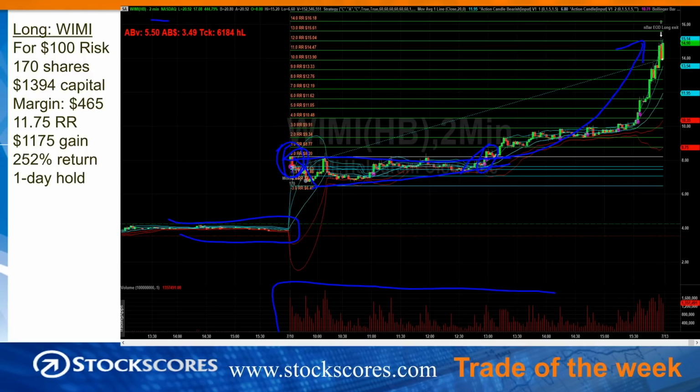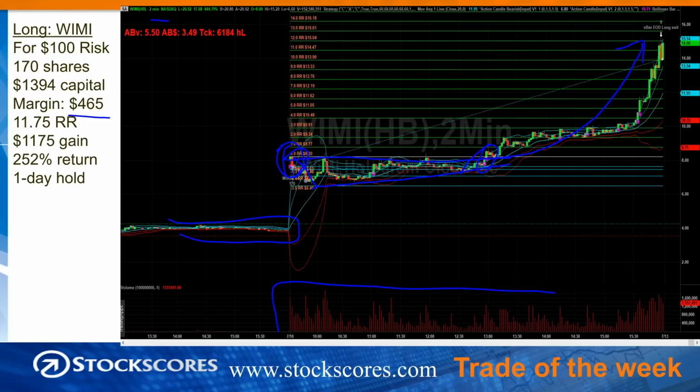For $100 of risk, you would buy 170 shares. That required $1,394 of capital, but because the stock was starting the day at around $8, you could margin that stock 3-to-1. That means you get to borrow 2/3 of the capital necessary to buy it. Most brokers will give that leverage to you when you are day trading. That meant that the actual capital you needed on this trade was $465.